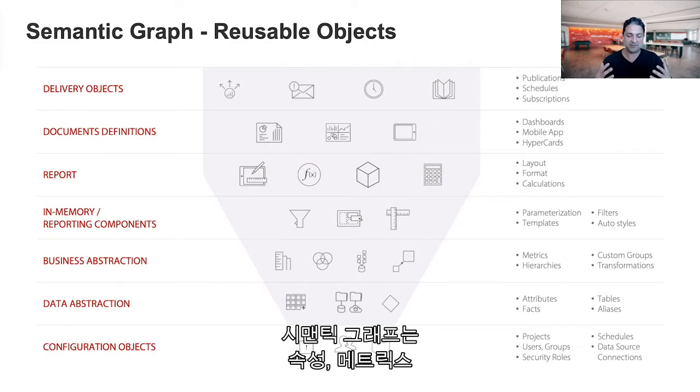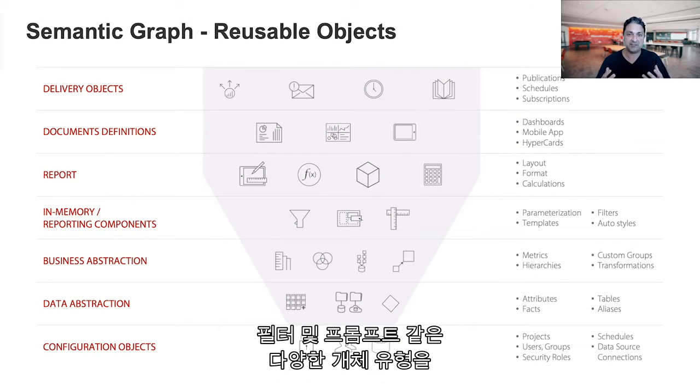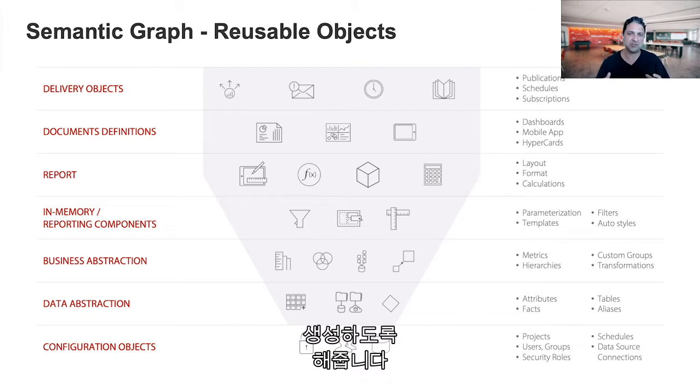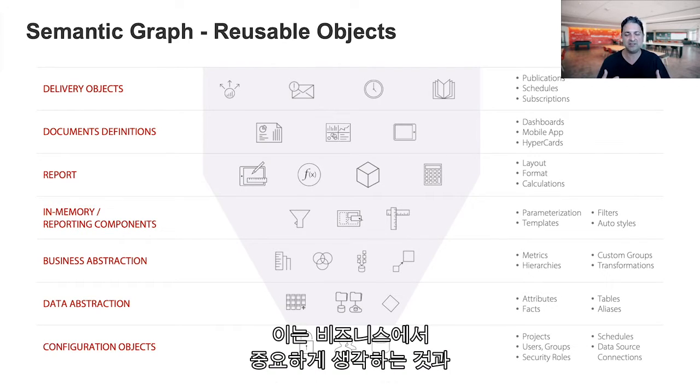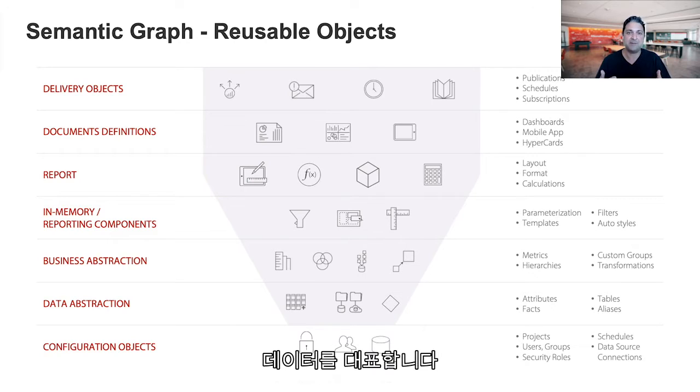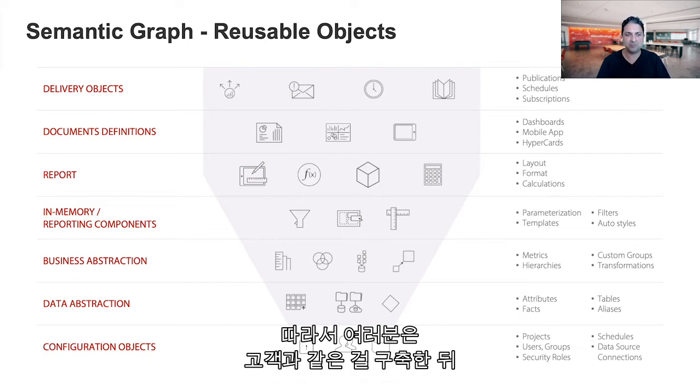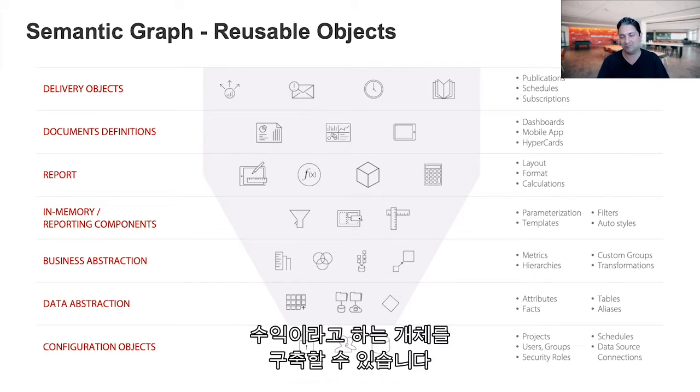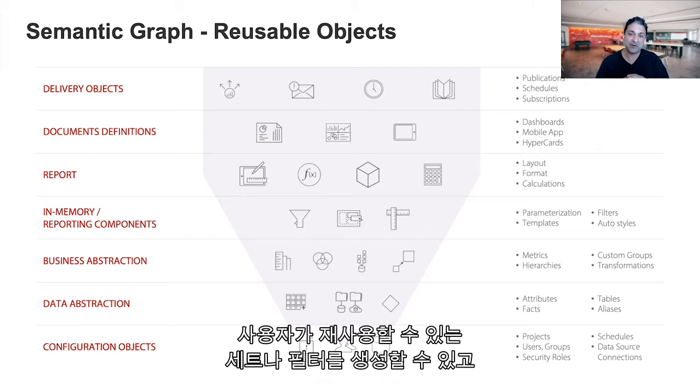What the semantic graph does is it allows you to create things like attributes and metrics and filters and prompts and a number of different object types that represent the things and the data in your business that matters to you. And so you can build things like customers and you can build objects called revenue. You can create sets or filters that your users can reuse.